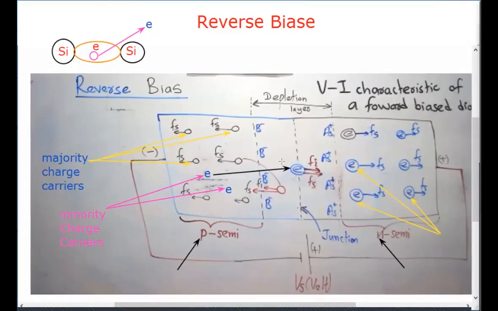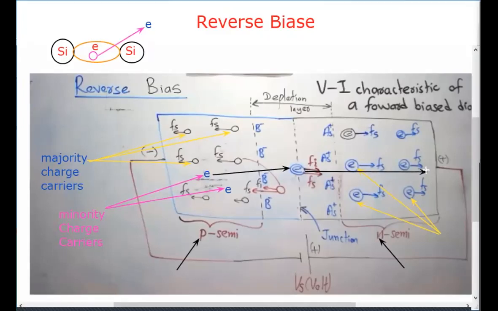So it means the electron will not be moved back to the P semiconductor side. It will be moved to the N semiconductor side. Actually, it will move until it meets the positive terminal of the battery. Is it clear or not? Lamai? Yes, sir. Clear.